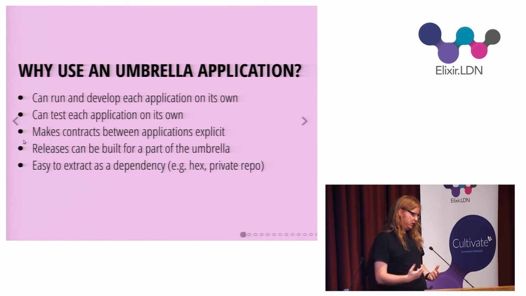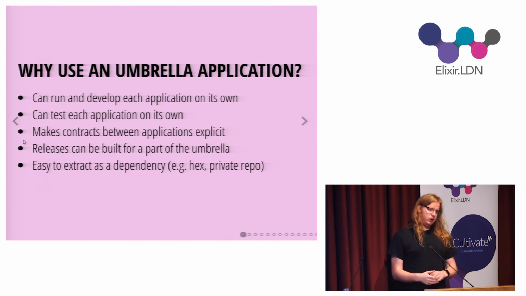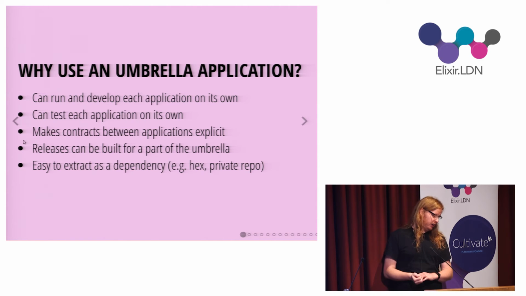So let's talk about why you want to use an umbrella application. There are several benefits, and some have been touched on earlier. One of the things is you can develop each application on its own without any thought for the other applications, and you can allocate different team members into their own application. You can run the tests on each application individually, which is very useful. And then you end up with these explicit contracts between your applications. You're treating your applications like you would any other dependency.